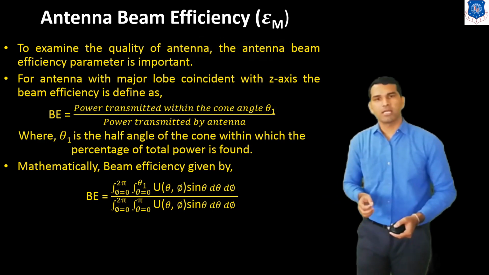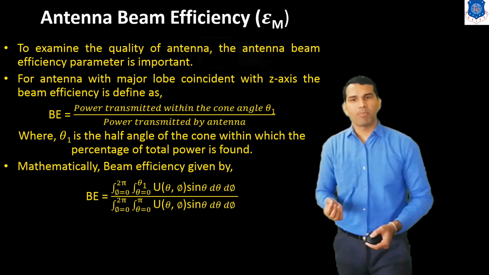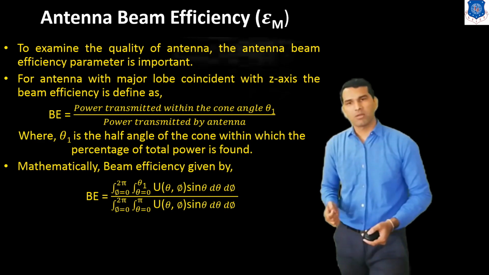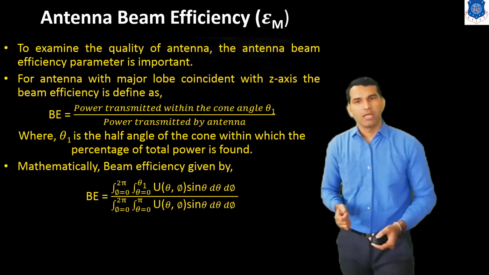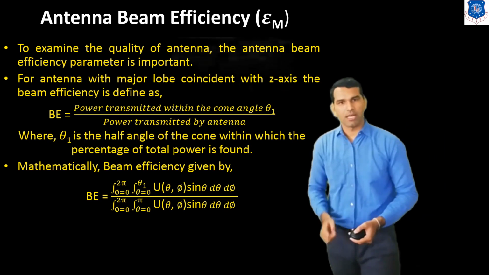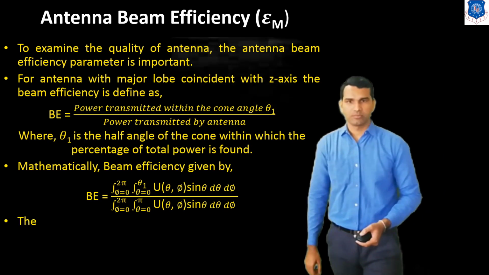Here we know that U indicates the intensity, and upon this is the power transmitted by the antenna. We can find that the integration of phi from 0 to 2 pi, and theta from 0 to pi, of U(theta, phi) sin theta d theta d phi, is the total power transmitted by the antenna.